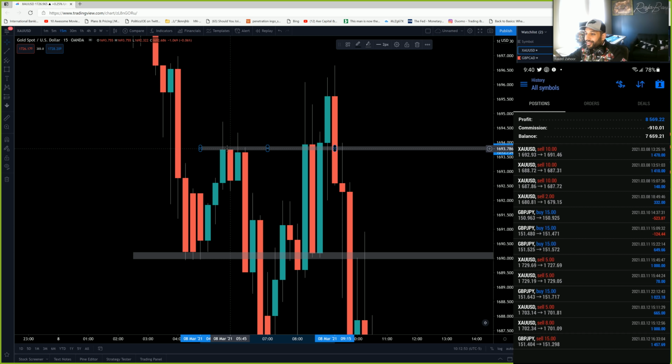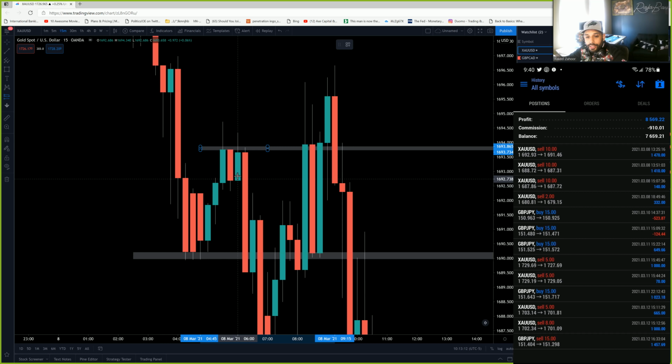It respected that resistance. So when it respected that resistance, I started to think, okay, if we're respecting this resistance, there's a high probability that we may continue moving down. Right, we may continue moving down. There's a very high probability of that. So the execution was done at 1692.93. You can look right over here.